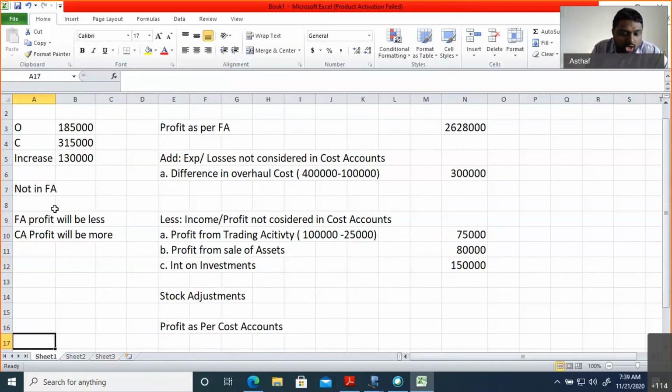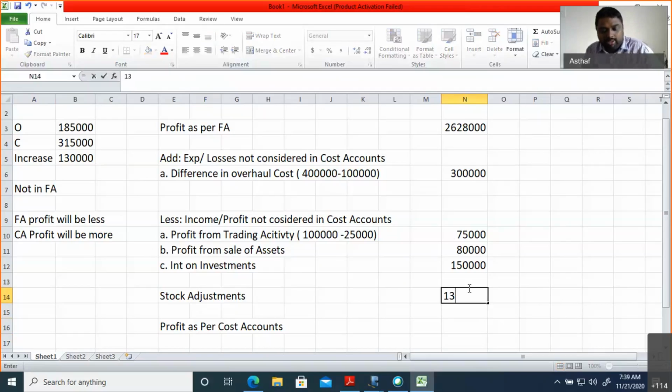So since cost profit will be more, we are finding the cost profit, the stock adjustment difference we have to add. So it depends upon the situation. In this situation, we have to add. Sometimes it will be deducted. So we must be very clear. In this situation, we have to add.